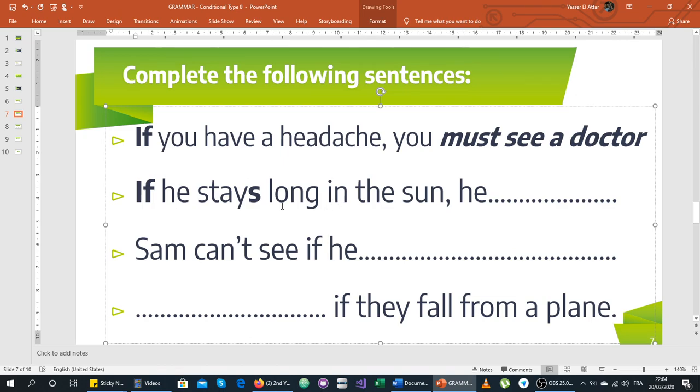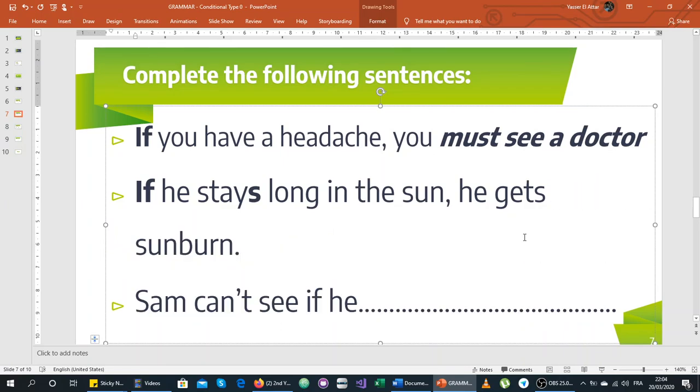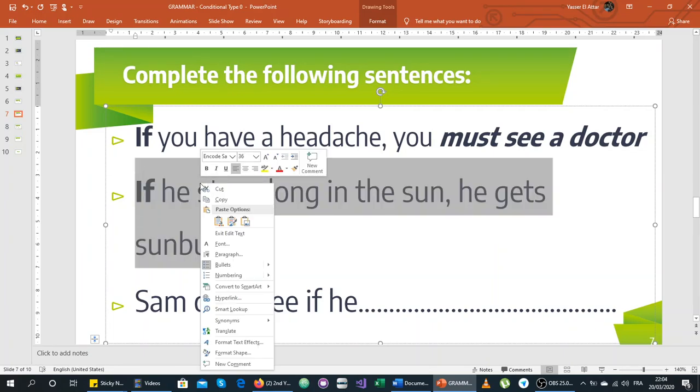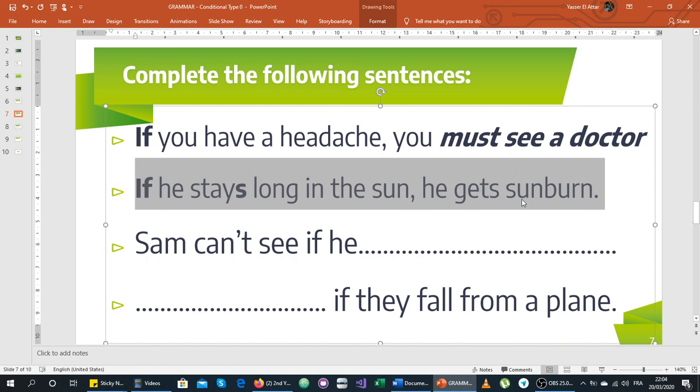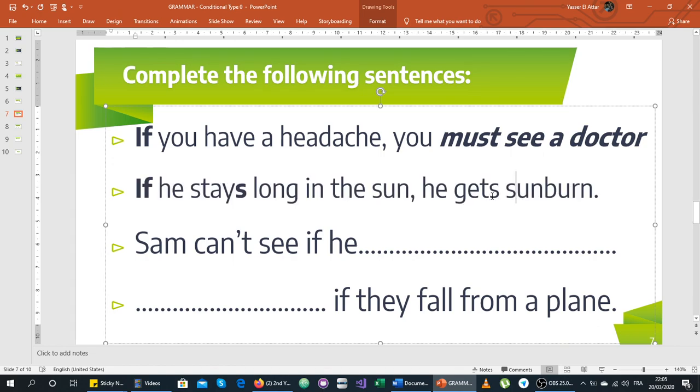So if he stays long in the sun, for example, he gets sunburn. What is a sunburn? It is what happens if you stay long in the sun, when you go to swim during summer and your skin becomes red. So that's what we call sunburn. Okay, so if he stays in the sun, he gets sunburn.